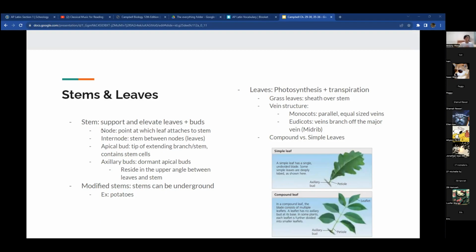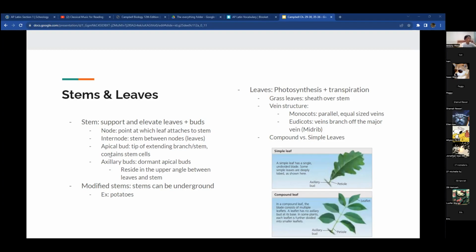Here's some more vocab about the stem. A node on a stem is the point at which a leaf attaches to the stem. So this would be a node right here, right? If you can see my mouse. An internode is the space between the nodes. So the part of stem between each leaf is called the internode.